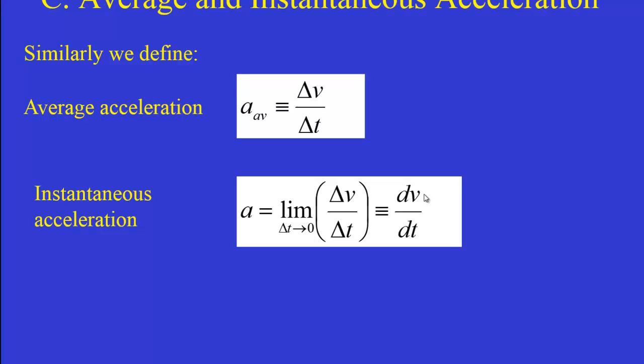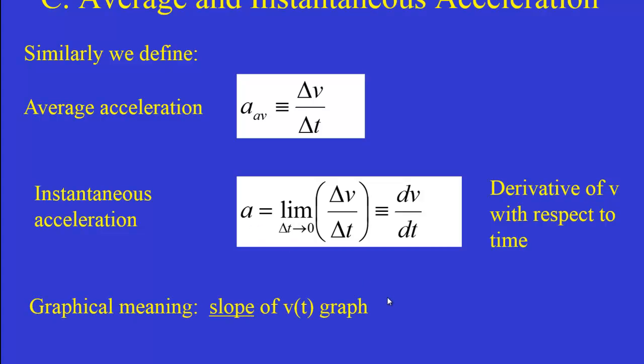And so we would read this quantity as the derivative of velocity with respect to time, and that's the definition of the instantaneous acceleration. Its graphical meaning, of course, now, it's the slope of the velocity versus time graph. And so there are very similar properties that the acceleration has compared to the velocity.